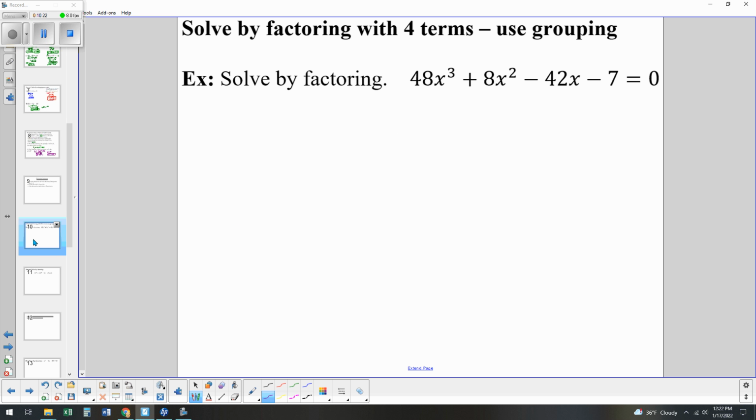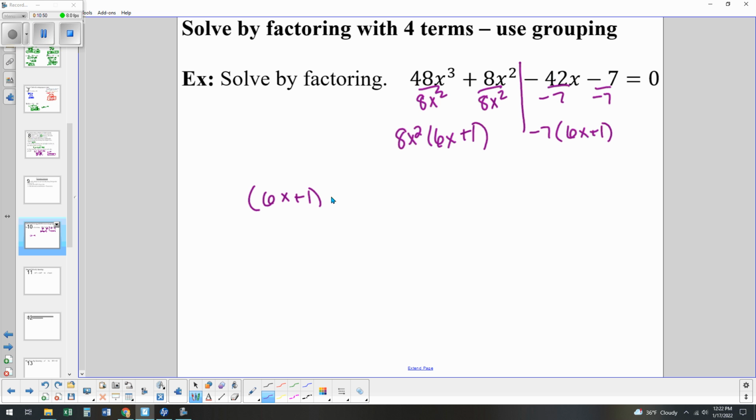So here's our first one. We have 4 terms. We're going to factor it by grouping. So right, 1, 2, 3, 4. We split it down the middle. The first 2, we could take out 8x squared. And when we take that out, we're left with 6x plus 1. For the second 2 numbers, I could take out a -7. And we're left with 6x plus 1, right? Always good that they match. So that means my answer is 6x plus 1 times 8x squared minus 7.